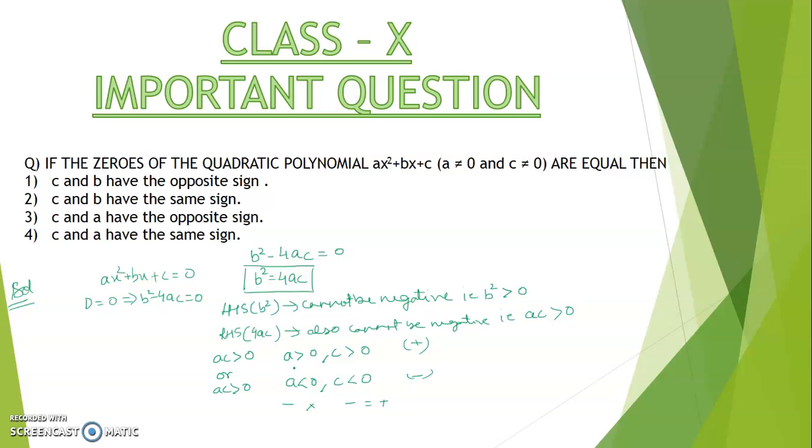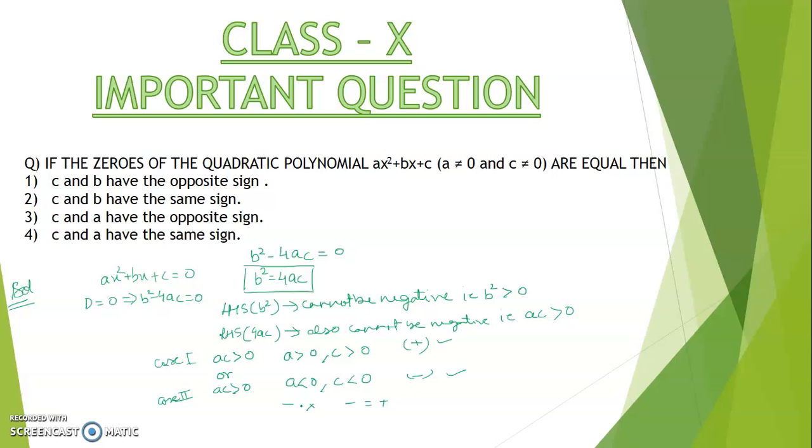This means in the first case, case 1, ac greater than 0, a should be positive and c should be positive. Both greater than 0, then we are getting positive, right? In case 2, see this case 2, ac greater than 0, this means a is less than 0, negative, right? c less than 0, negative. So what is the sign of a and c? Both are negative.